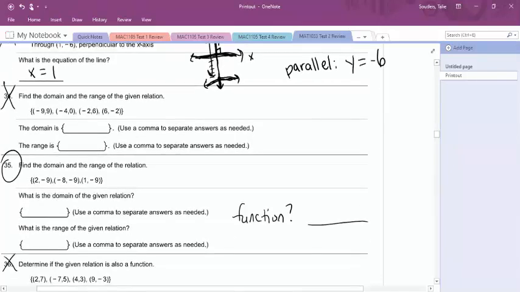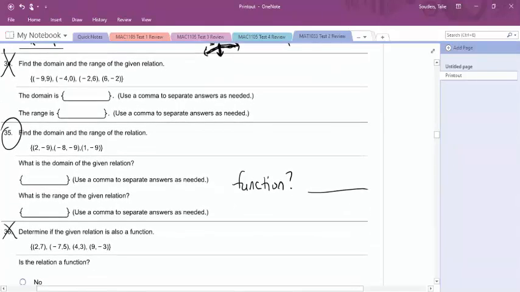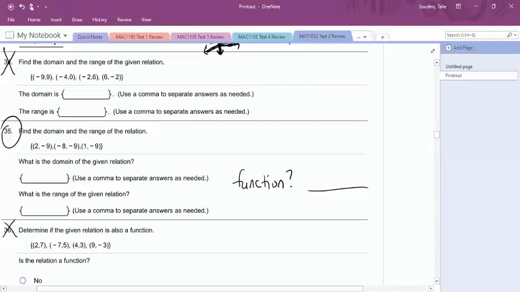Okay, so let's check out number 35. Find the domain and range of the relation, and then we're also going to figure out whether or not it is a function. So what is the domain here? All the x-coordinates. Good. So what would that be? 2, -8, and 1. Good.